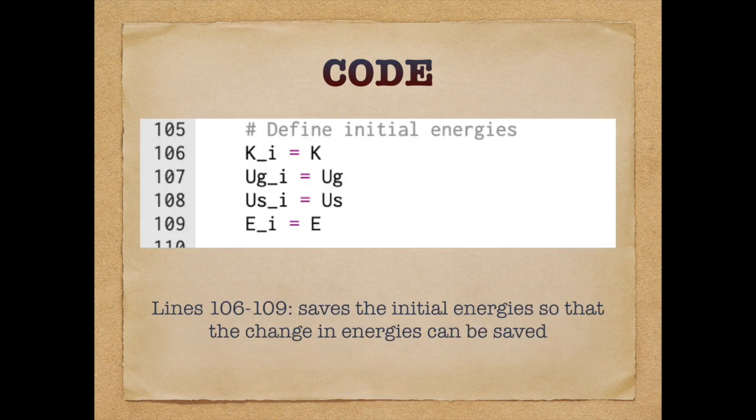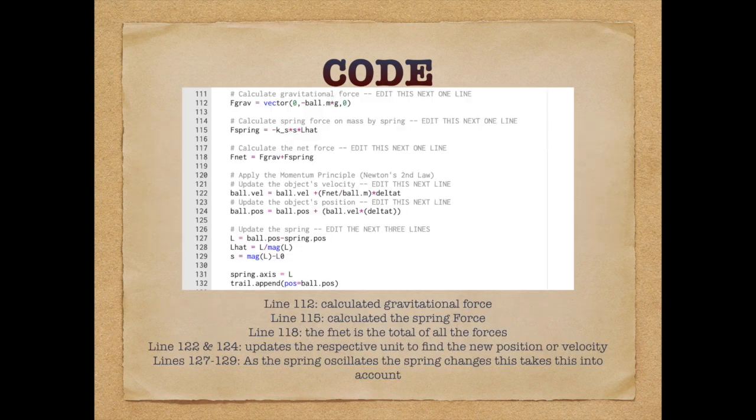So before the loop, we just want to go ahead and say what our initials are going to be so that we can use those for later calculations. And then for line 12, we're going to calculate the gravitational force. For line 15, we're calculating the spring force. For F net, we know that's going to be the spring plus the gravitational force, which is going to equal 0 in theory. And then the ball's velocity is going to be updated through this equation, and the ball's position is going to be equal to this.